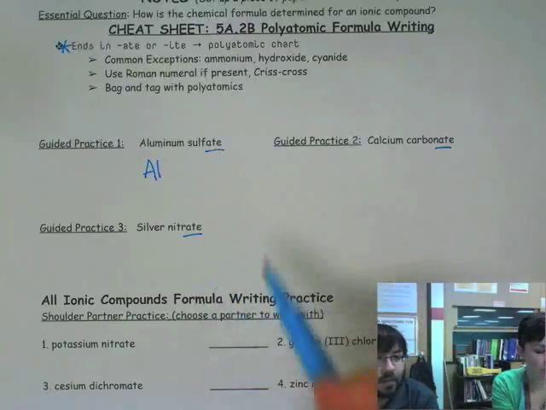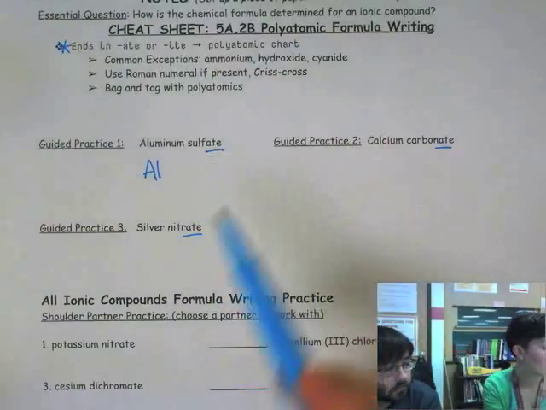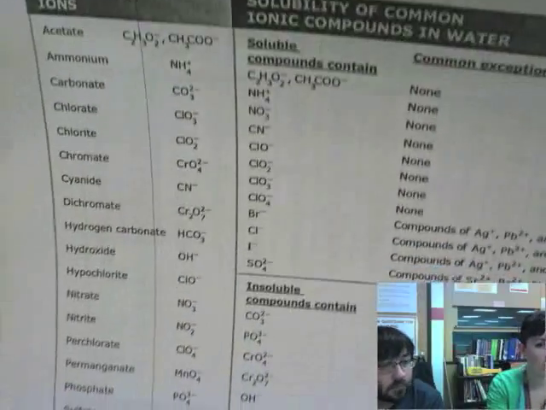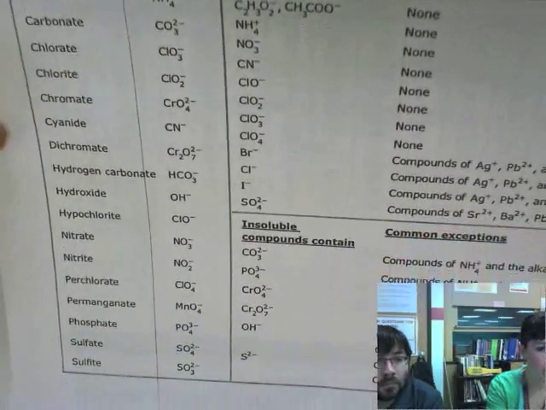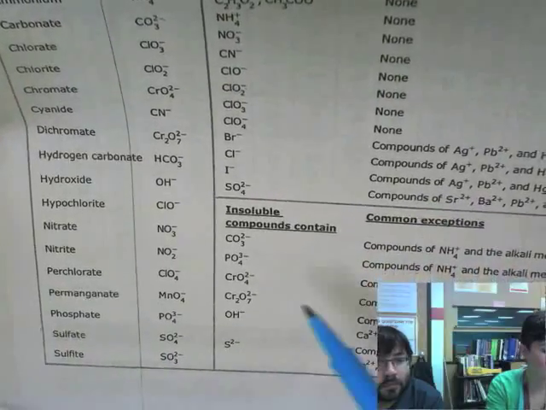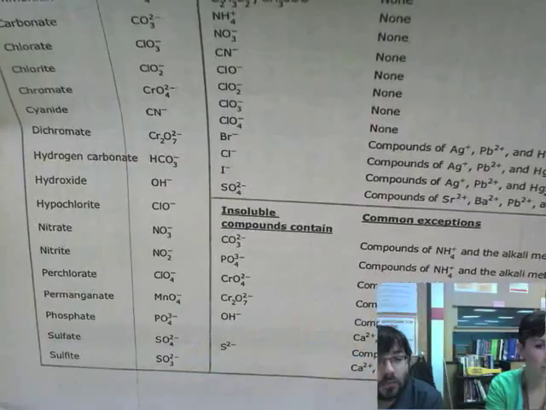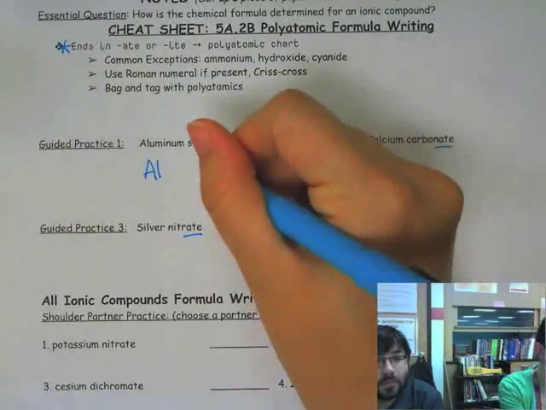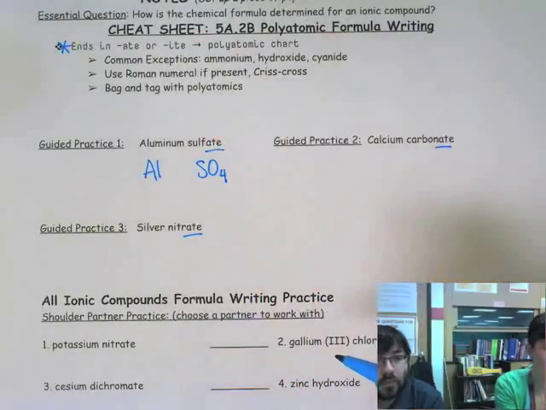"Ate" or "ite," okay. So I'm going to look for sulfate on my polyatomic ions chart so that I know what the formula and what the charge is. So we're dealing with sulfate. That is right here, SO4, and it's got a charge of -2. Okay, now I got to write the charges.